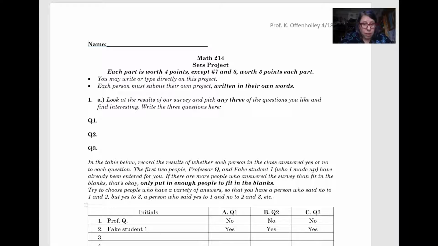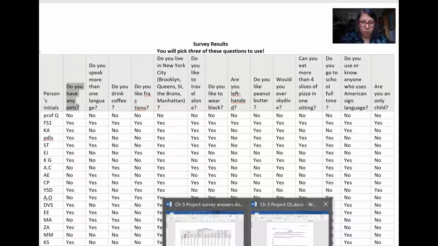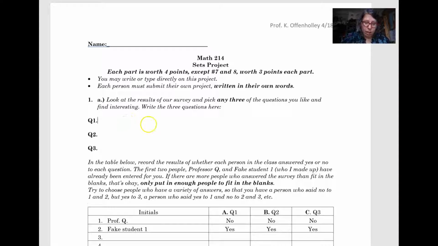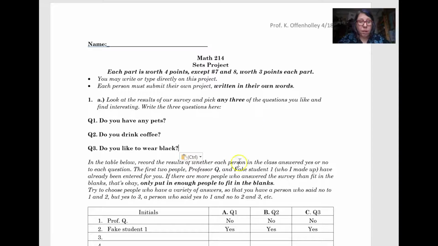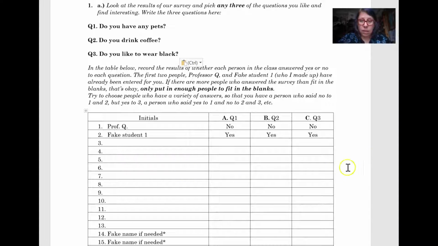So I go back to the survey results, and I'm going to pick, do you have any pets? And then 2 other questions. So I take the question from here, and I'm just going to either type or handwrite, I don't care which you do, the question right into this box here. I'm also going to add, do you drink coffee? And I'll pick, do you like to wear black? So those are the 3 questions I picked.